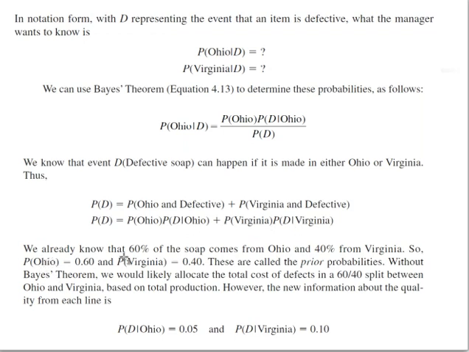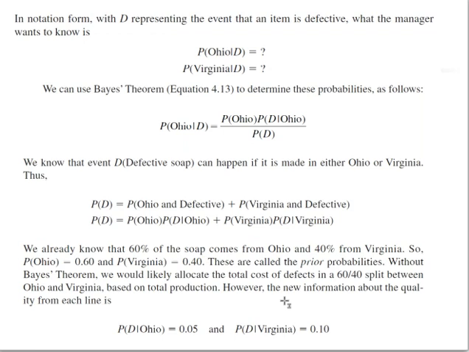We already know that 60% of the soap comes from Ohio and 40% from Virginia. So, P of Ohio is 0.6 and P of Virginia is 0.4. These are called the prior probabilities. Without Bayes' theorem, we would likely allocate the total cost of defects in a 60-40 split between Ohio and Virginia based on total production.